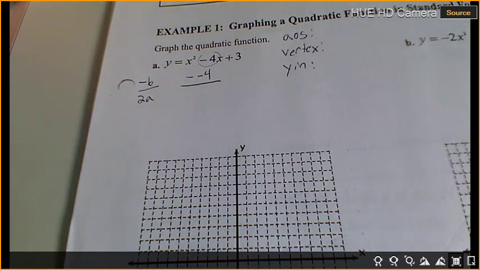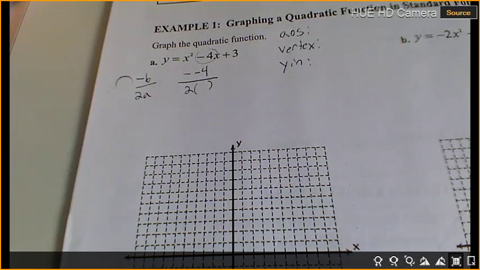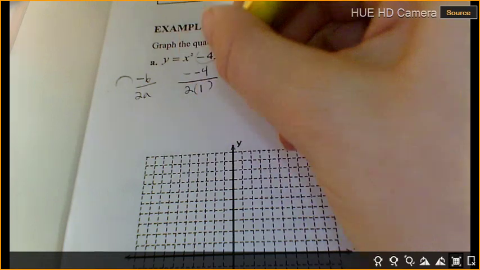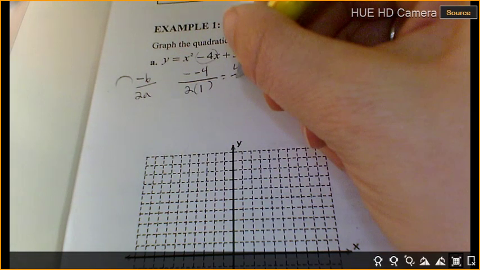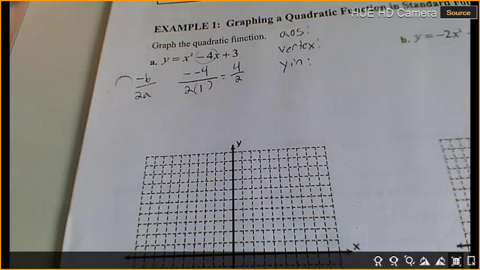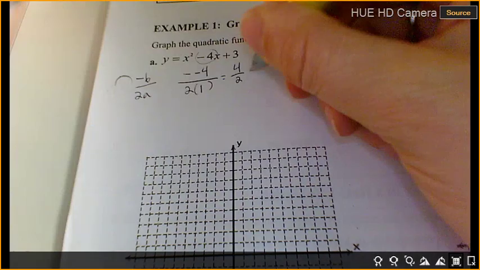Okay. All over 2 times what's a? What's in front of x squared? 1. Okay, so a negative times a negative is a positive. 2 times 1 is 2. What's 4 divided by 2? 2. So the axis of symmetry is x equals 2.